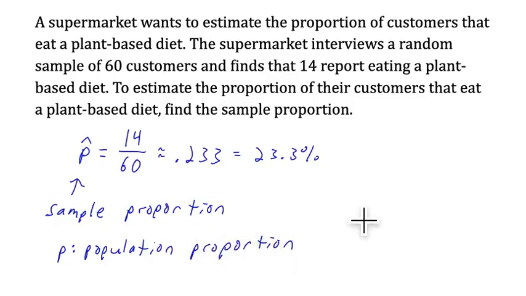Now, P hat is called a point estimate. This survey gave the supermarket a rough idea about the proportion of their customers who eat a plant-based diet, but it didn't tell them how precise this estimate is. Fortunately, statisticians have developed methods to add more precision to our estimates of proportions.